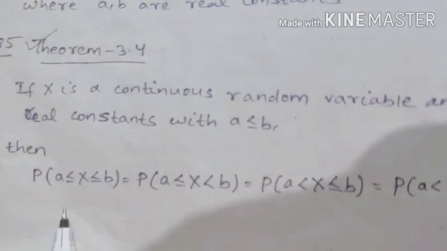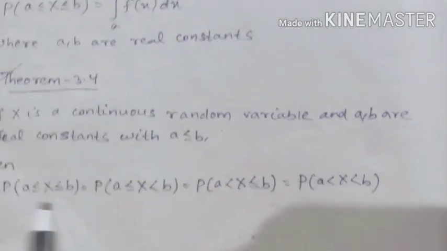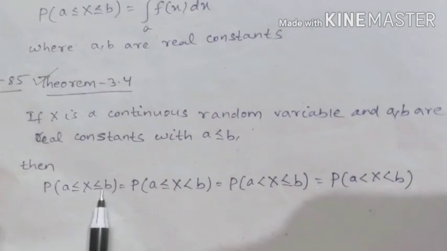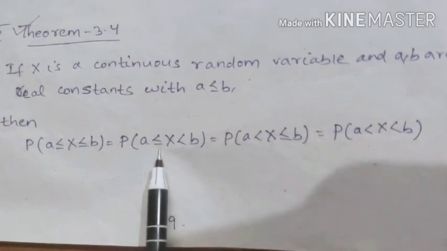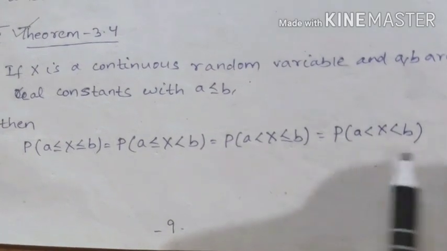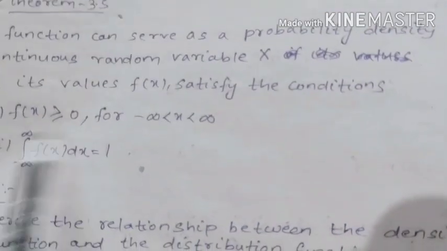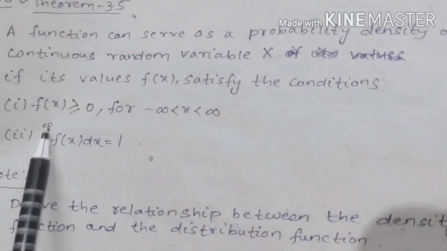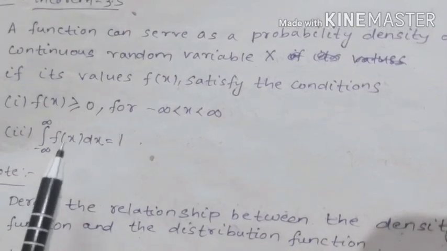For a continuous random variable, the probability of x lying between a and b, left closed, right closed, works in exactly the similar way: the left end may or may not be included, and the right end may or may not be included. The condition is f of x greater than or equal to 0, and the integration from minus infinity to infinity of f of x dx must equal 1. The most important thing is that f is greater than or equal to 0 and the integration must be 1.